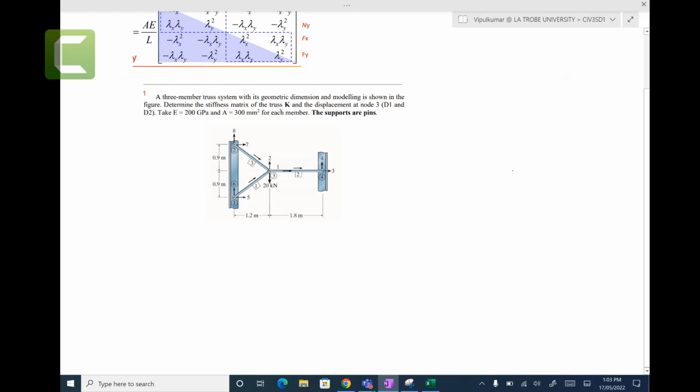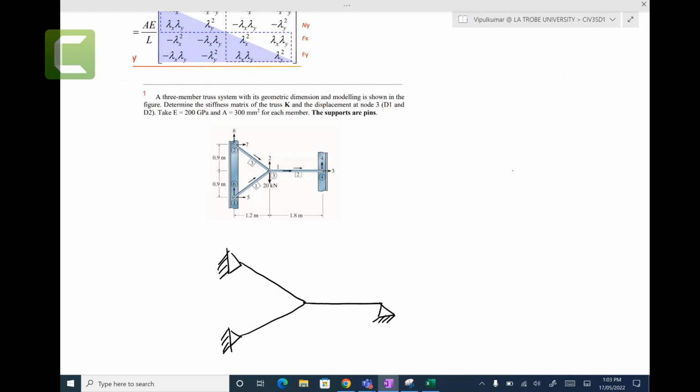Determine the stiffness matrix of the truss, K, and the displacement at node 3. We need to find displacements D1 and D2. Young's modulus is given, area is given, and the supports are pinned. So if I simplify this, you have this truss, with a pin here, a pin here, and a pin here. Right, so that's the truss problem that I just drew again.